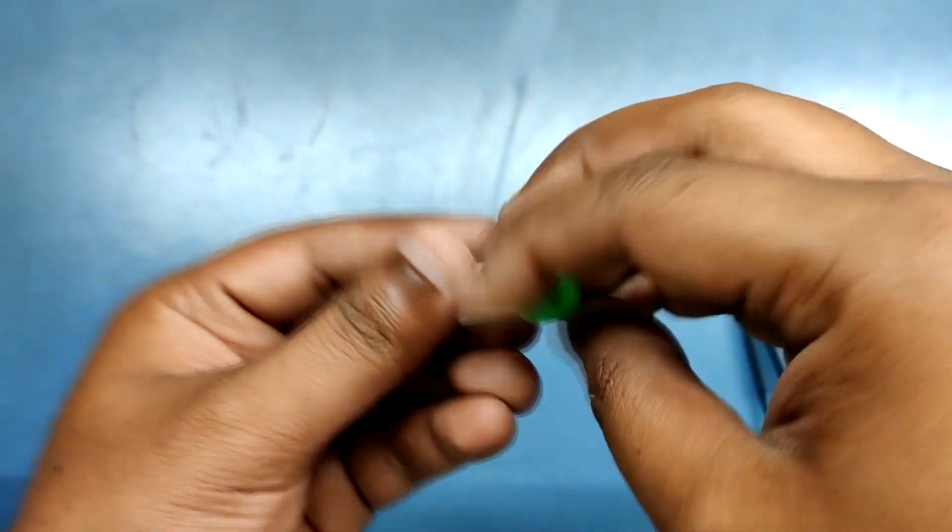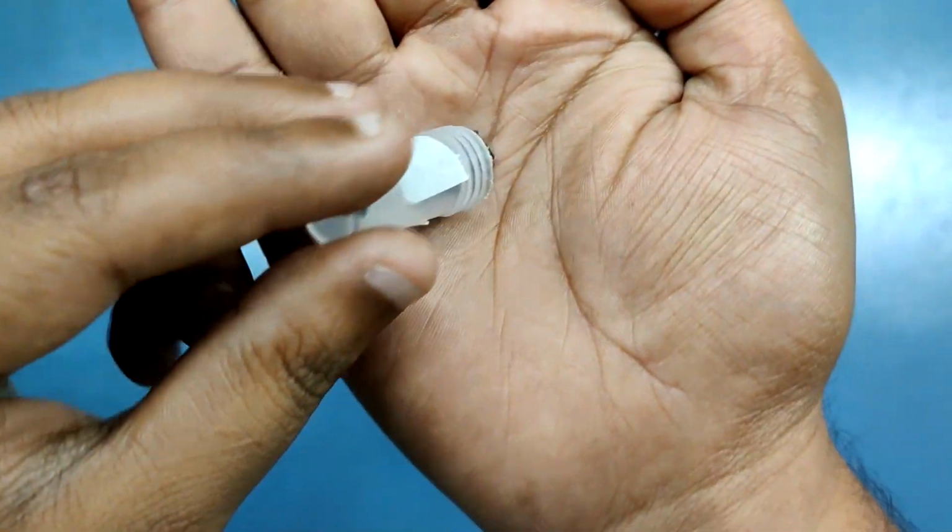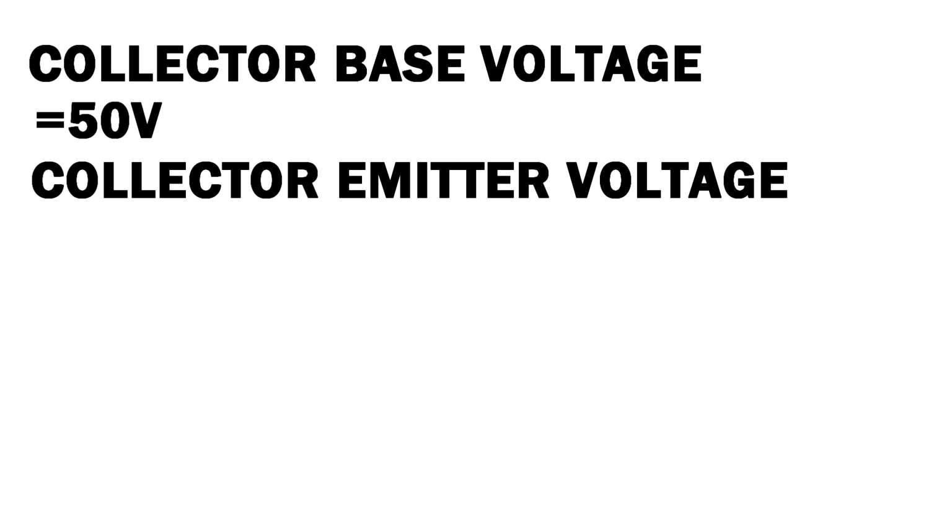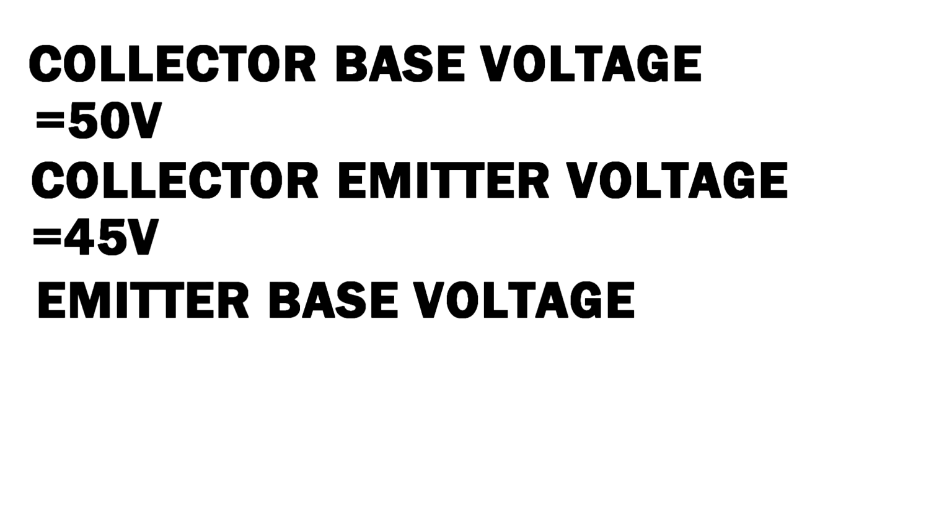BC847 is an NPN transistor that is generally available in the SOT23 package. Following are its electrical parameters. Collector base voltage is around 50 volts. Collector emitter voltage is around 45 volts. Emitter base voltage is around 6 volts.